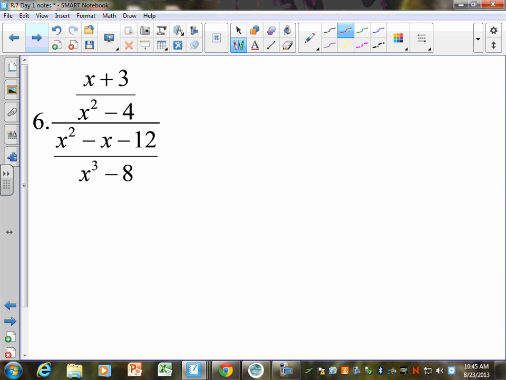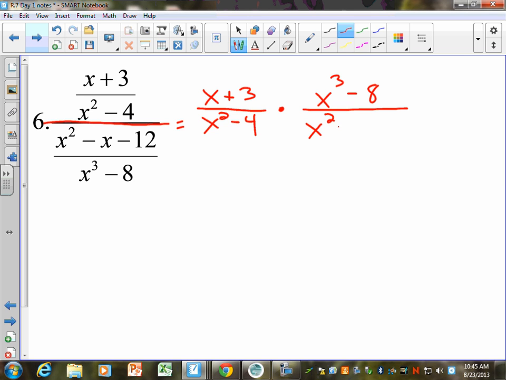But remember that division is the same as multiplying by the reciprocal, so I'm going to rewrite this as this. X plus 3 over x squared minus 4. And instead of dividing by this, I'm going to multiply by the reciprocal. So I'm going to take the bottom and it's going to become the top, x cubed minus 8. And this is going to go on the bottom, x squared minus x minus 12. If you just remember that first step to multiply by the reciprocal, it's exactly like the other two problems that we did. We're going to factor, we're going to cross out, and then multiply across to see what we have left.